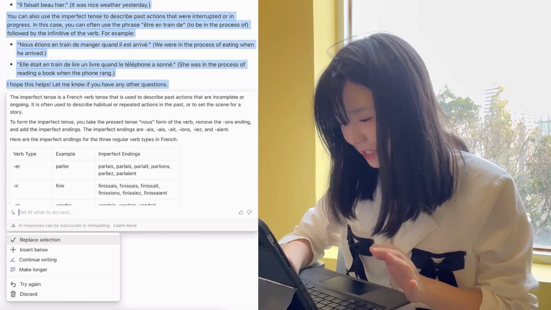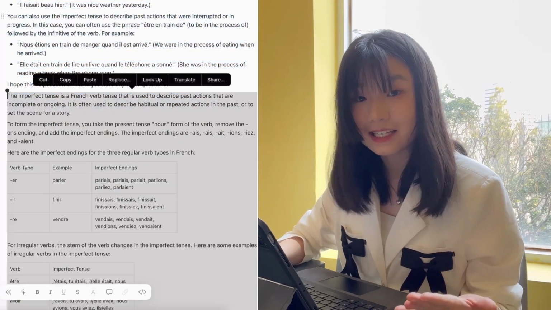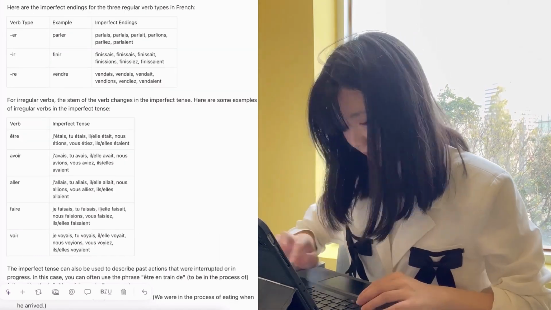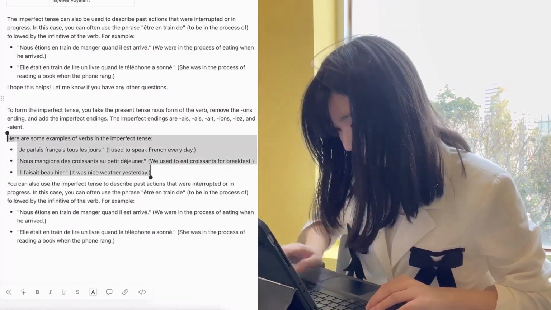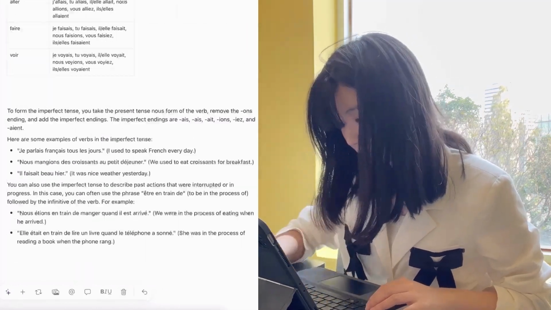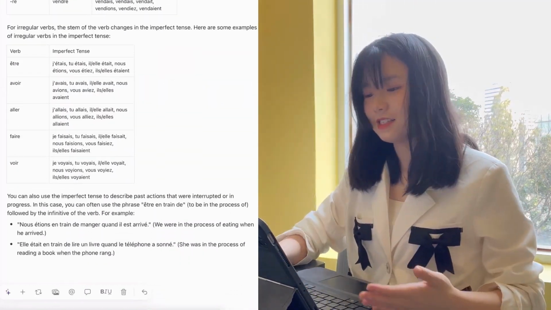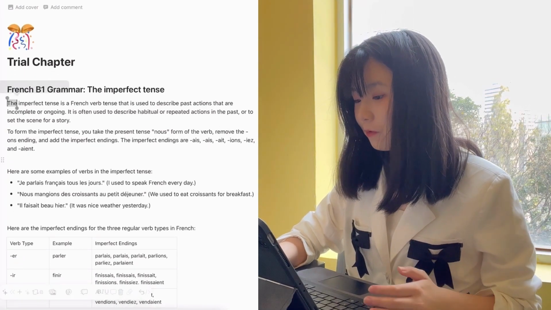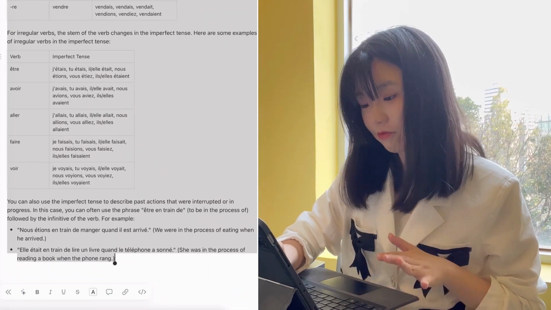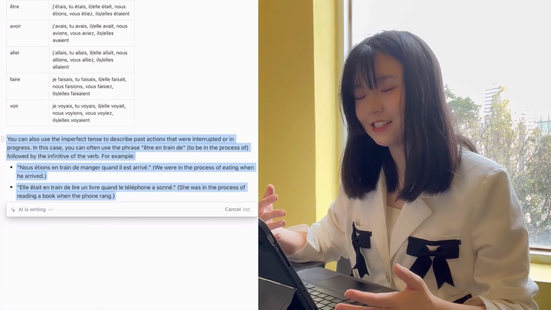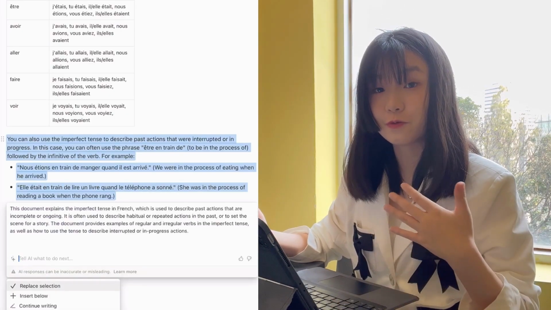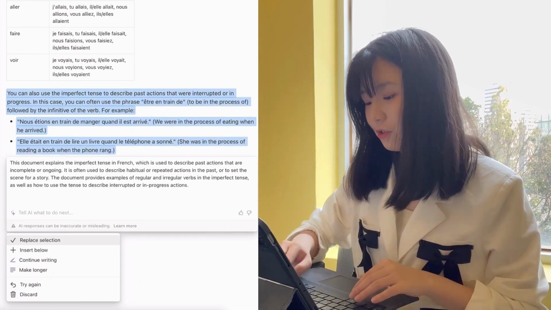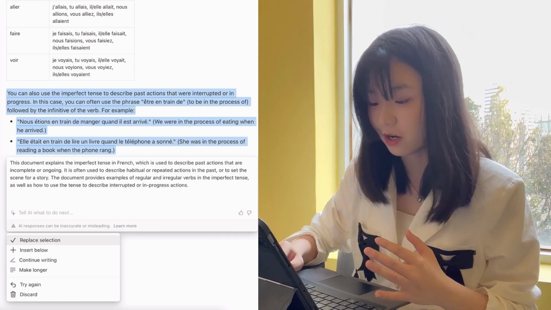Let me insert below. It's more complete than the previous version, so I'm going to merge these two versions. I think this is the detailed explanation for this topic. And now I'm going to ask Notion AI to summarize this topic for me, so in the future, whenever I want to review this topic, I can look at the summary first to have a basic understanding of this topic.